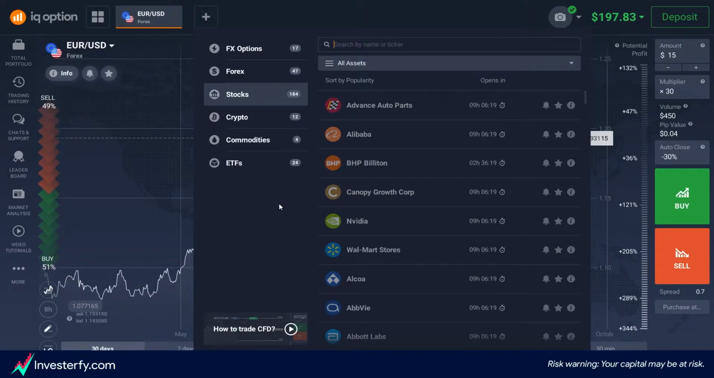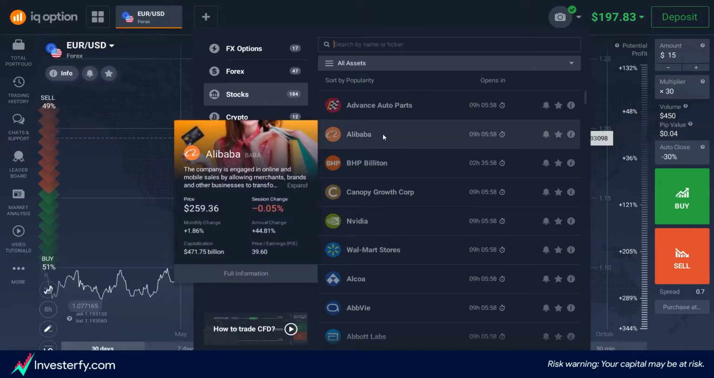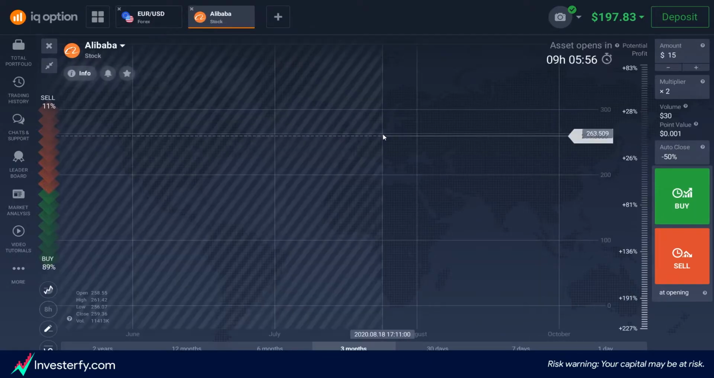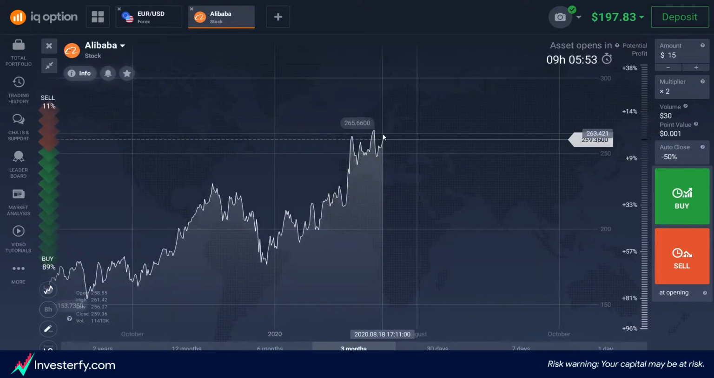A CFD stands for Contract for Difference, which is a financial instrument that derives its value from the underlying asset. For example, if you trade the Alibaba stock here on IQ Option, then you are trading a CFD of the Alibaba stock, where the CFD derives its value from the Alibaba stock itself. In other words, the CFD that you are trading here on IQ Option follows the price of the Alibaba stock. So it is just like you are trading the real thing. You just don't own it directly.